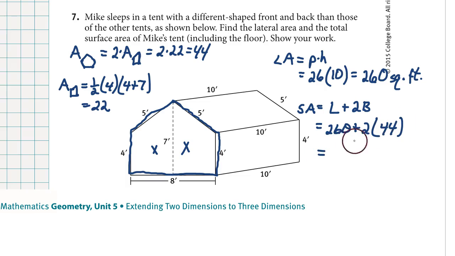Take your calculator, type this in, and you'll have the total surface area of the tent. This is 348 square feet. The total surface area includes the lateral area and the 2 pentagon-shaped bases.